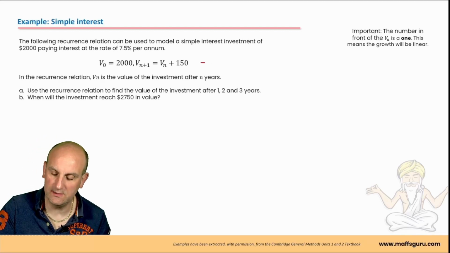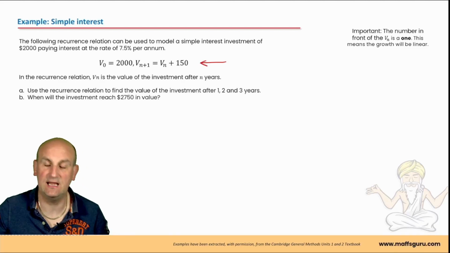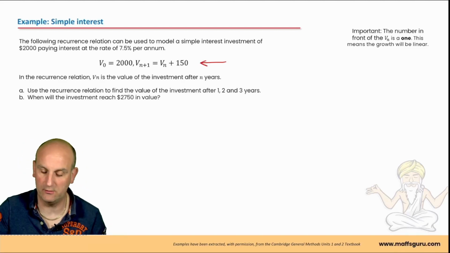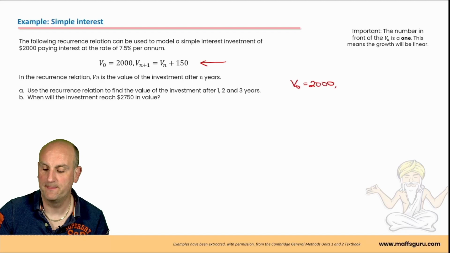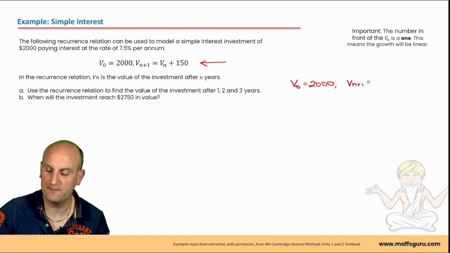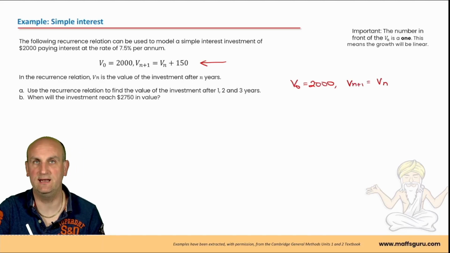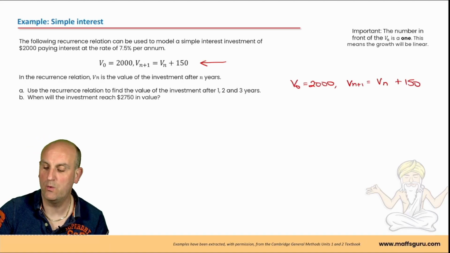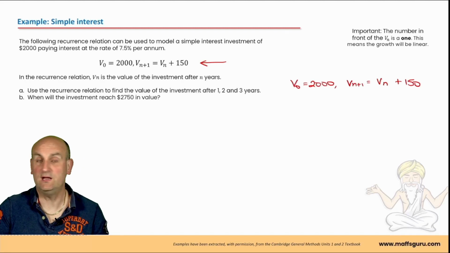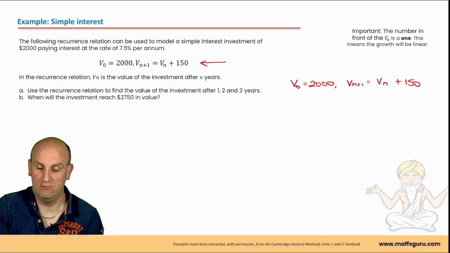Now, what I want you to do is notice that this is a recurrence relationship. How do we know it's a recurrence relationship? Because it starts with V0 equals 2,000. It's got V of n plus 1 is equal to V of n. That means to get to my next number, I take my previous number and in this situation add 150. So recognizing this as a recurrence relationship is really helpful.